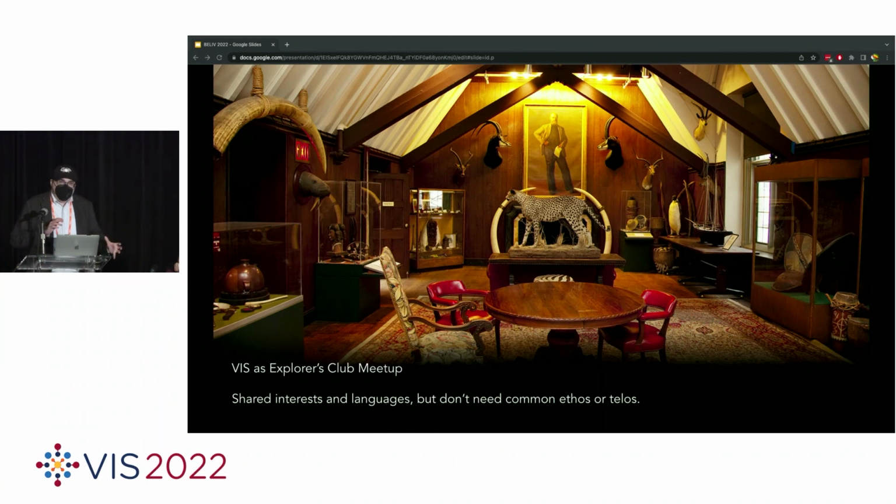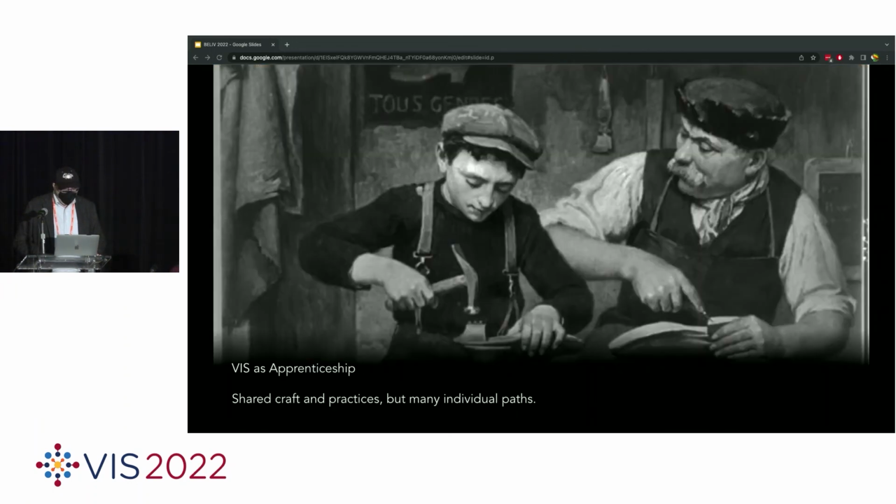The second model is that of a Victorian-style explorers club. We'd go off on our expeditions in the deep heart of our respective disciplines, and then we'd meet once a year to swap interesting stories. So we might individually learn things, but there's no need to build up a cohesive whole of everything we've learned as a unit. We're just telling interesting anecdotes.